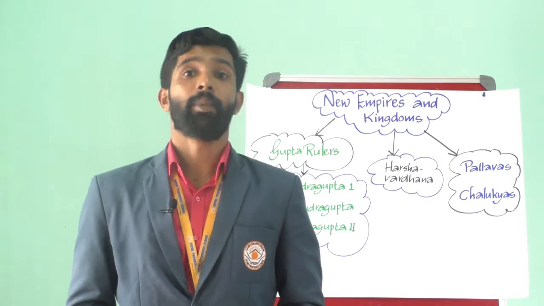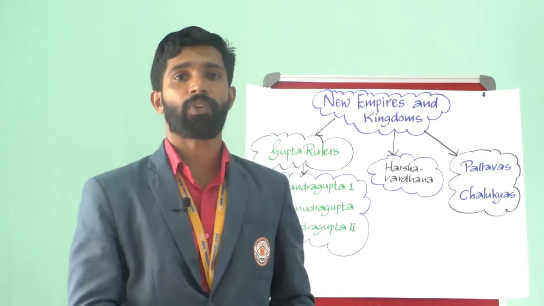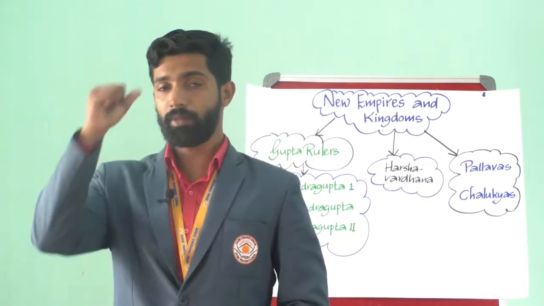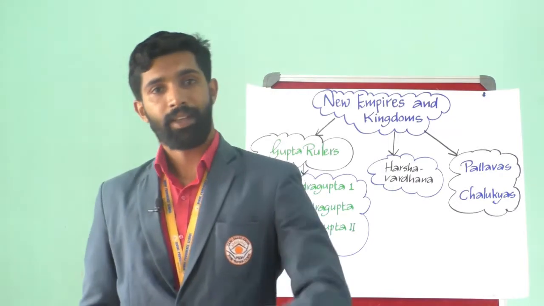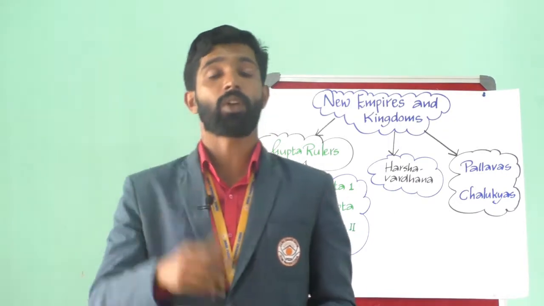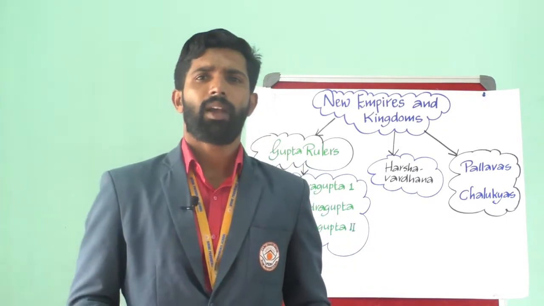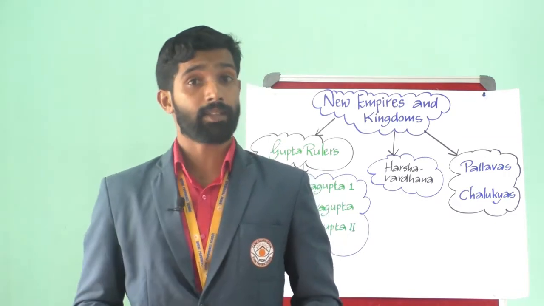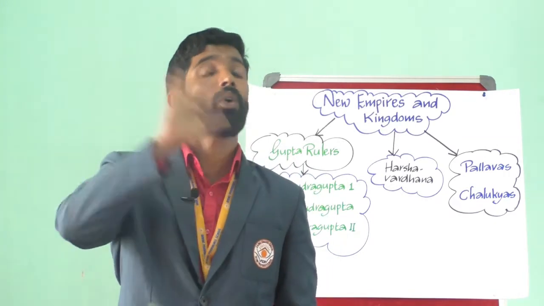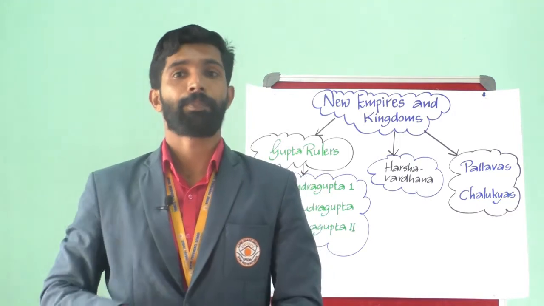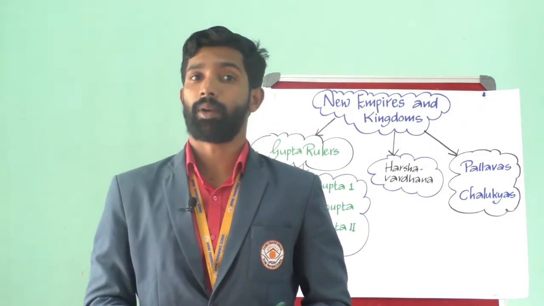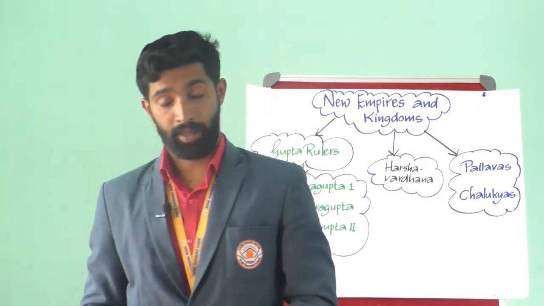The king remained the central figure of administration. He was assisted by a council of ministers, and he issued written instructions to officials on all important matters. And he was assisted by the Mahadandanayaka.